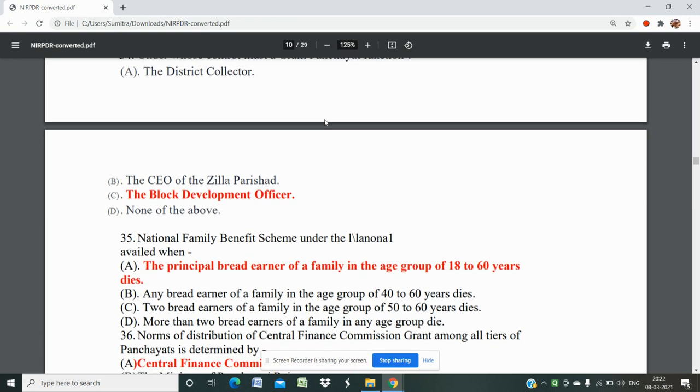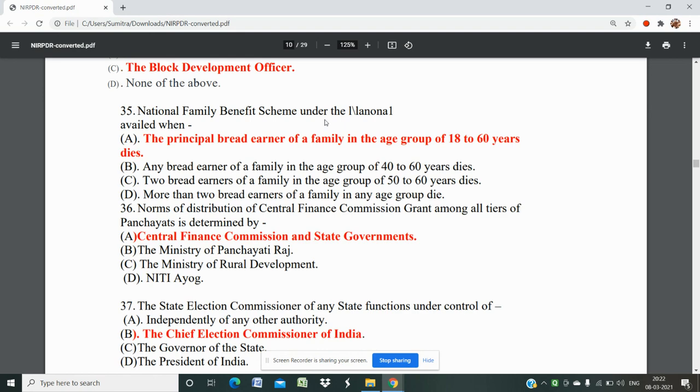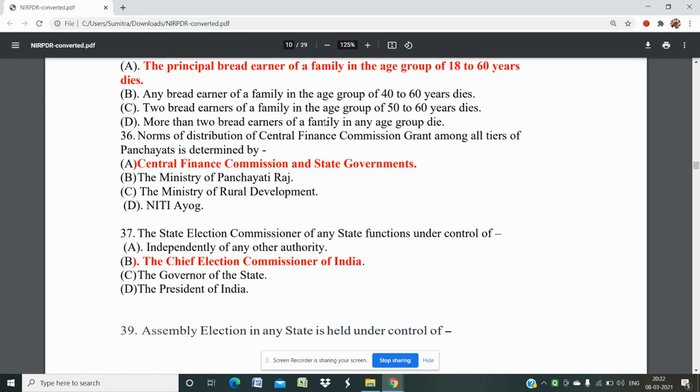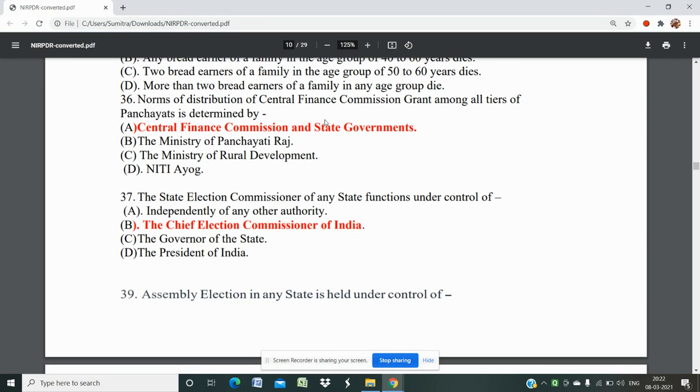Then 35, National Family Benefit Scheme under the act. The principal breadwinner of a family in the age group of 18 to 60 years, if he or she dies, then the National Family Benefit Scheme benefit will be availed by the family members. Then question number 36.